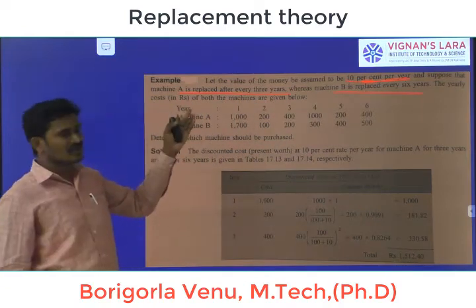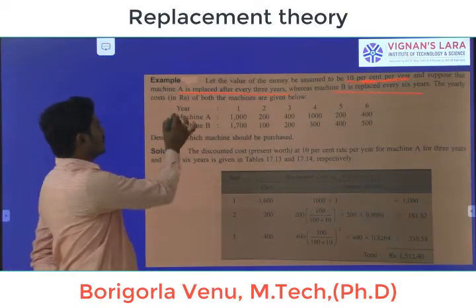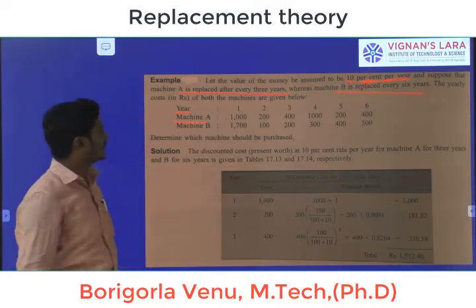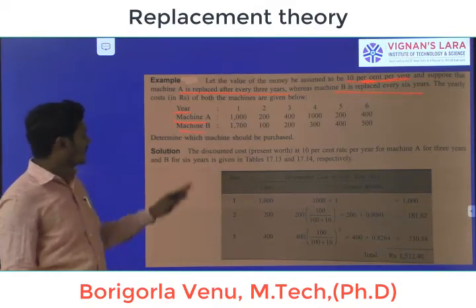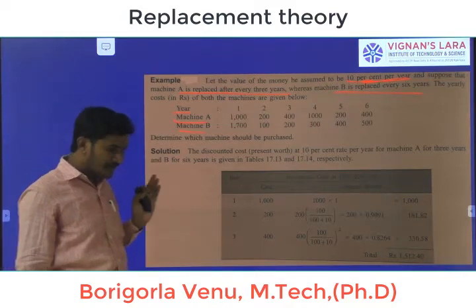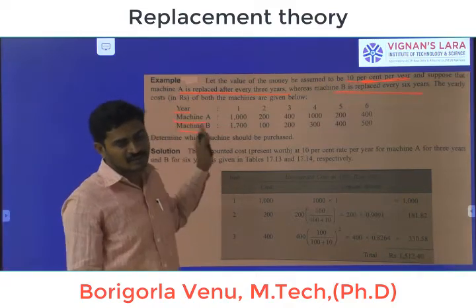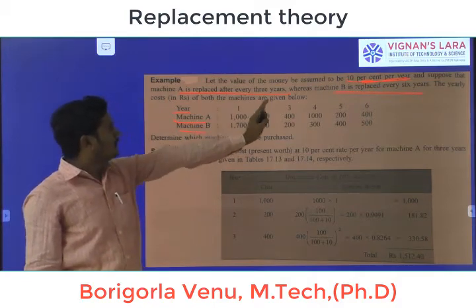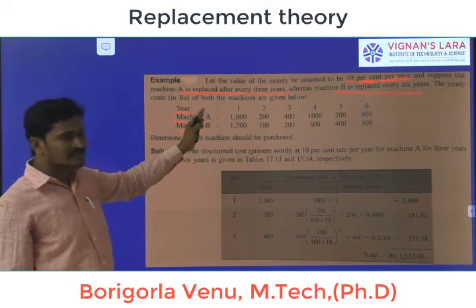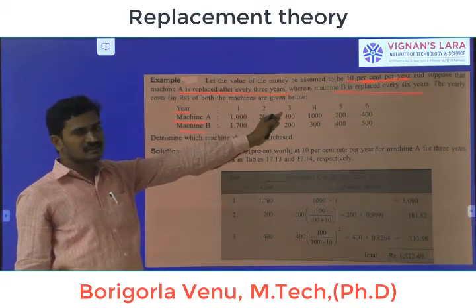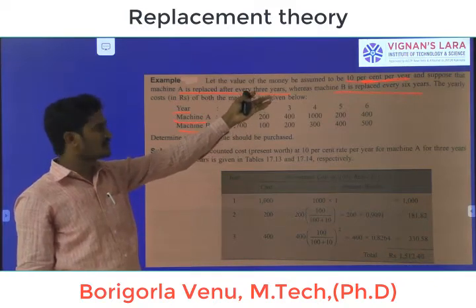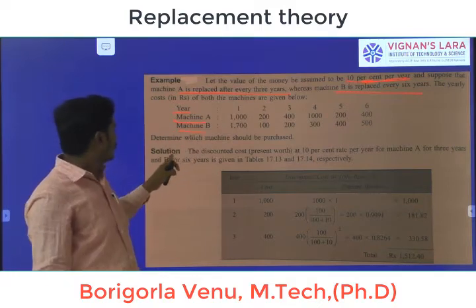The yearly costs of both machines are given as follows. They give the number of years, 6 years, then the machine A costs and the machine B costs, and they ask us to determine which machine should be purchased. In our market we have two types of machines, machine A and machine B. The money value of 10% is given, machine A is replaced after every 3 years and machine B after every 6 years. The machine age is also predetermined.